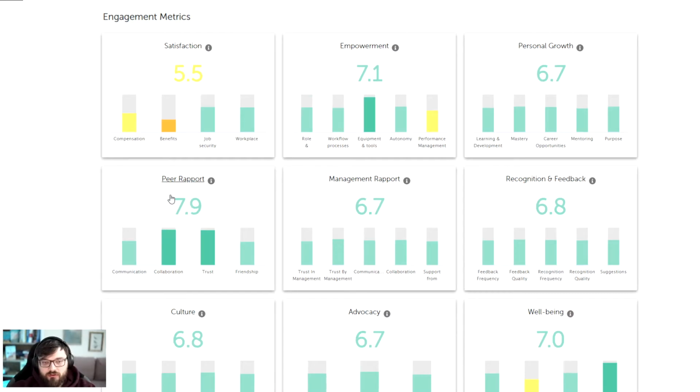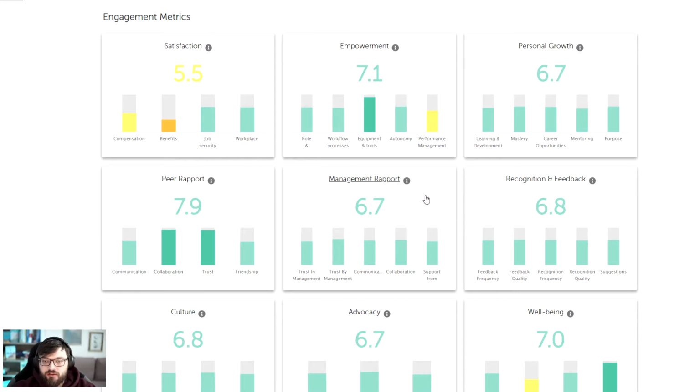Number 4 is peer report, and this is a measure of the relationship someone has with the people around them who are on the same level within the organization. And very clearly and very obviously, the better someone feels about the people they are working with, the more likely it becomes that they will do a good job and achieve positive outcomes.